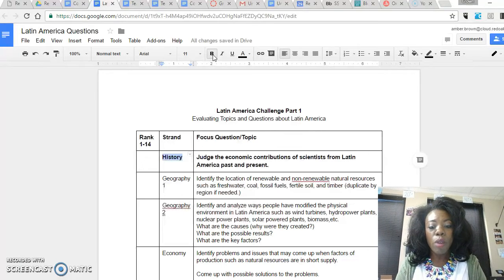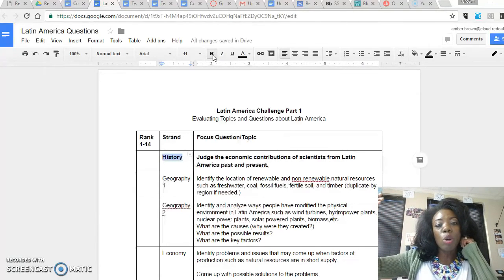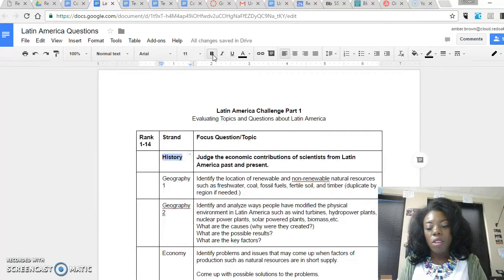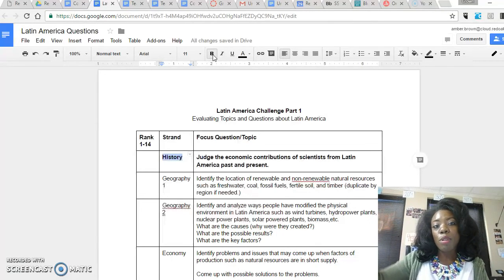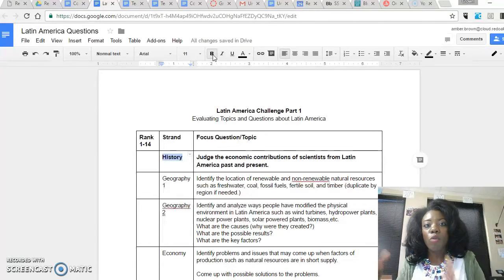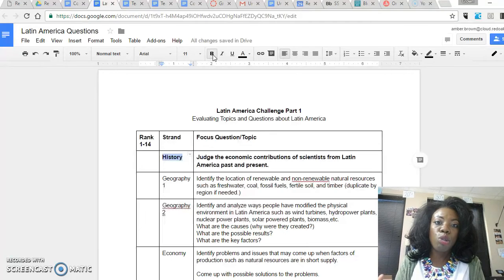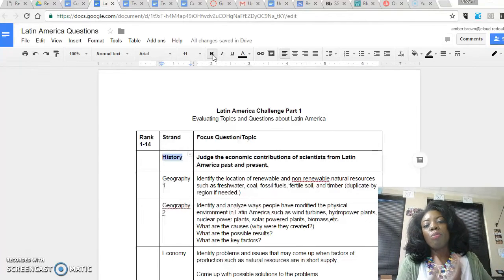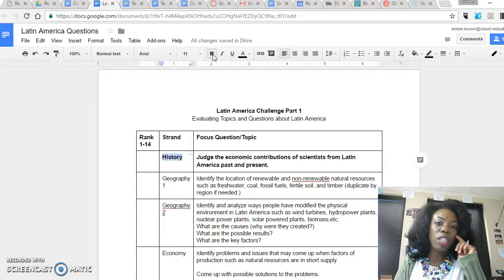So in social studies, one of the things that we do is evaluate the economic contributions of people from various societies. So the society we're focusing on is Latin America. So you get to focus on anywhere from Mexico on down: Mexico, Central America, and South America. If there are 4 or 5 of you in the group, each one of you needs to focus on one particular region of Latin America, like one person do Mexico, another person do a country in Central America, another 1 or 2 of you focus on countries in South America.